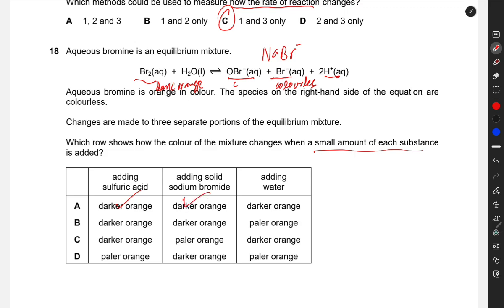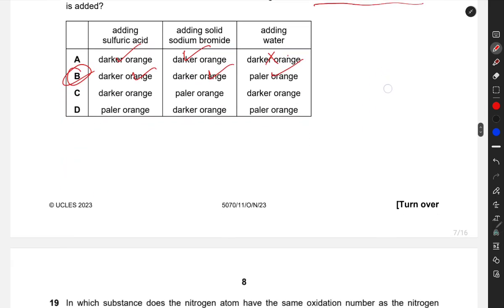Adding water. Water is on the reactant side. When water is added, the reaction will shift forward. So this is not dark orange, this is paler orange. So adding sulfuric acid, dark orange. Adding sodium bromide, again dark orange, the reaction will shift backward and bromine is formed. Adding water, water is on the reactant side. When we add water, the equilibrium will shift forward. So paler orange is the correct word. So B is the correct option.